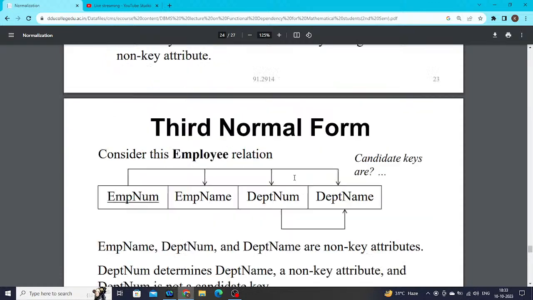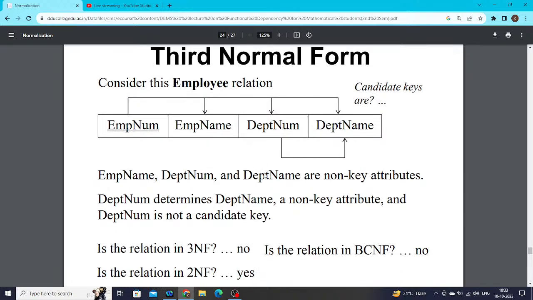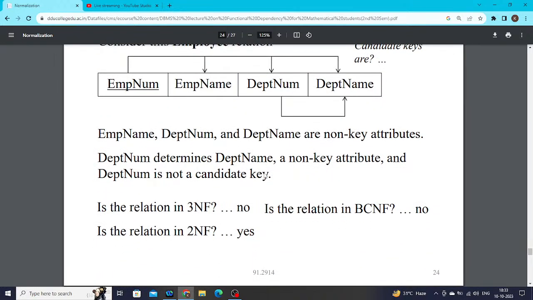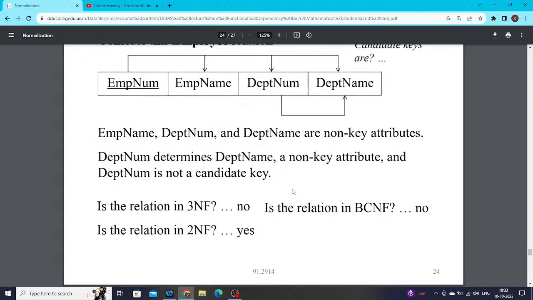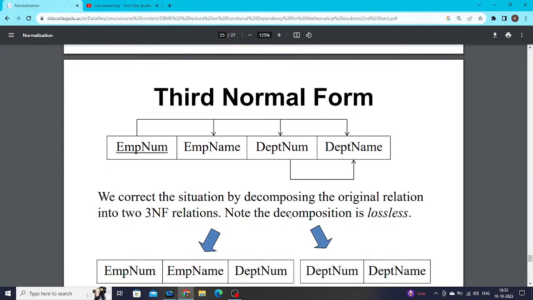Third normal form: consider this employee relation. The candidate keys are employee number and employee name, and department name is dependent on these. So employee name and department name are non-key attributes. Department number determines department name, which is a non-key attribute, and department number is not a candidate key. So this violates third normal form.